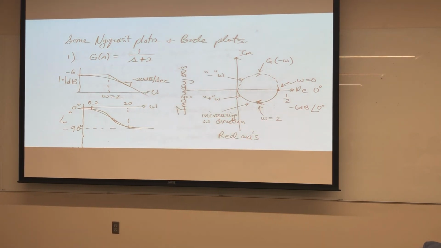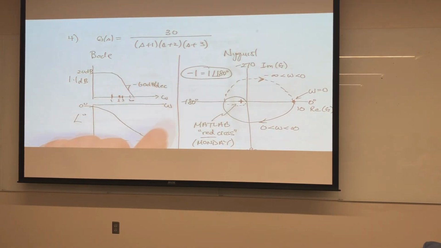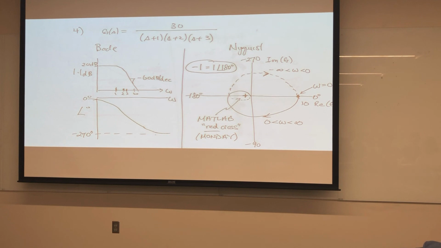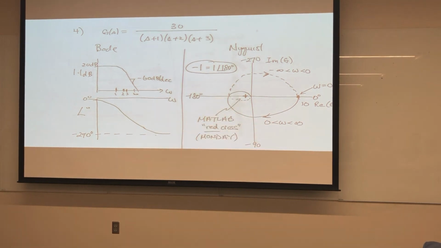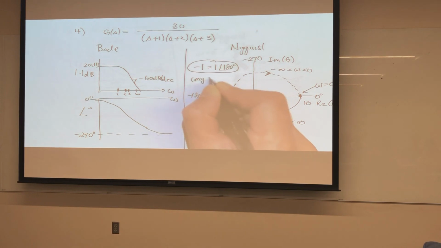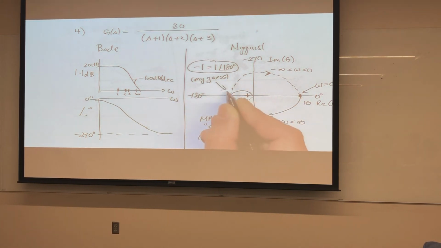I know I can sketch those more accurately. But for this one, without knowing more details about these points, it's a little bit difficult for me to figure it out. So I'm just taking a guess. Don't be surprised when we do this example on Monday if minus 1 is out here. This is my guess. It's right here. I'm just guessing this.